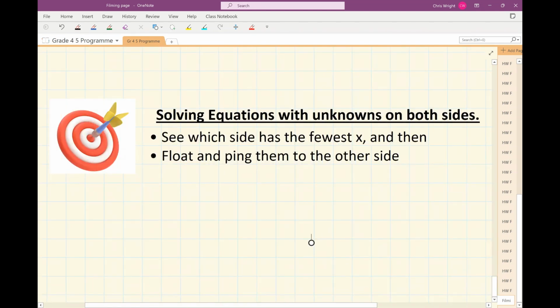So, what do you need to remember when you're solving equations with unknowns on both sides? Well, see which side has the fewest x, and then float and ping them to the other side.